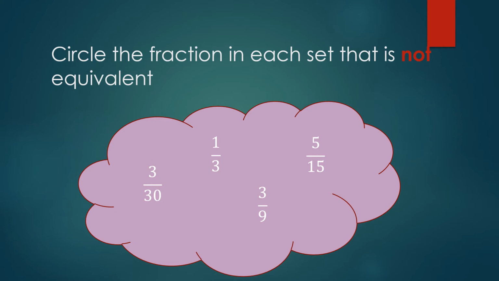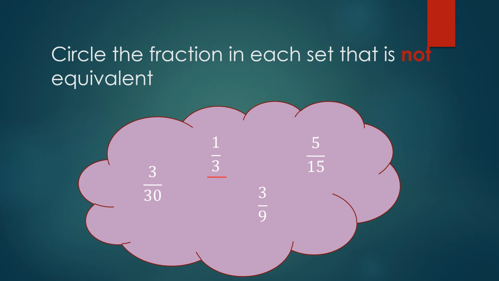Now let's check this set. This is another example. We are going to check each fraction one by one. Now we know that 1 upon 3 cannot be reduced to another fraction. It cannot be simplified any further. So we'll keep this fraction as it is. And we are going to check all the other answers.